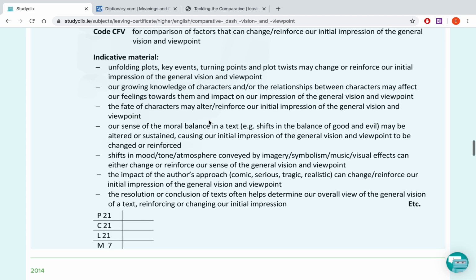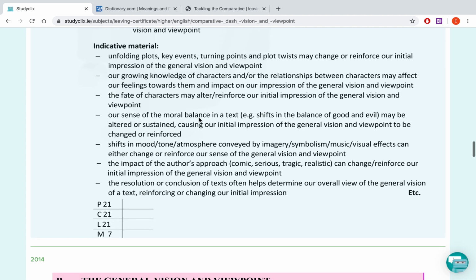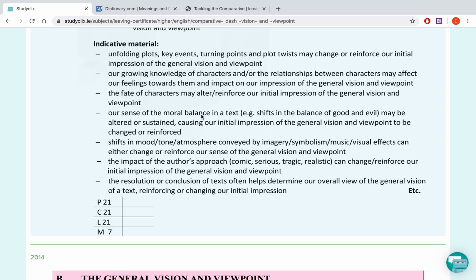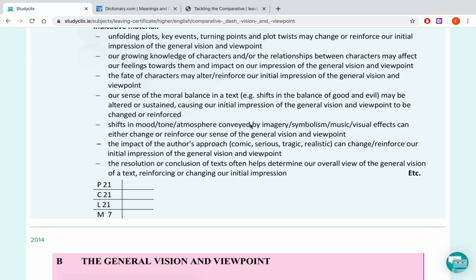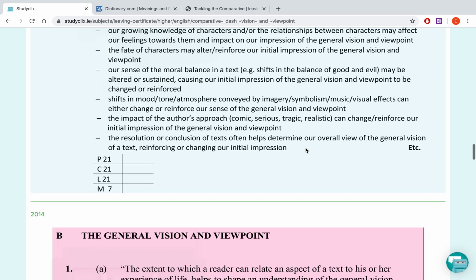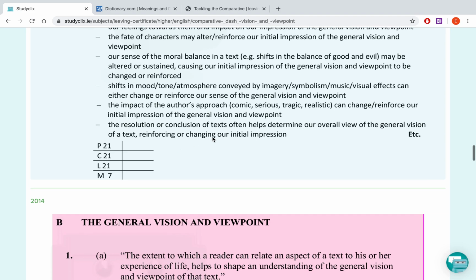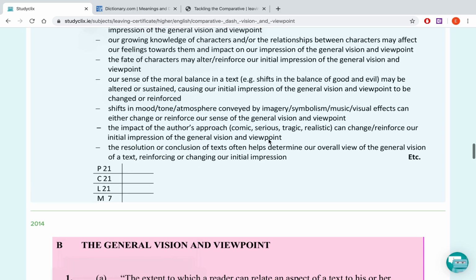The fate of characters may alter or reinforce our initial impression. So what happens to them at the end of it? The moral balance of the text. The balance of good and evil can be altered or sustained. Shifts in mood, tone, atmosphere conveyed through these techniques that we talked about. The impact of the author's approach: comic, serious, tragic, realistic. And then the resolution or conclusion of the text can often determine our overall view, the general vision and viewpoint of the text, reinforcing or changing our initial impression. So we talk about our initial impression and the factors that change those.